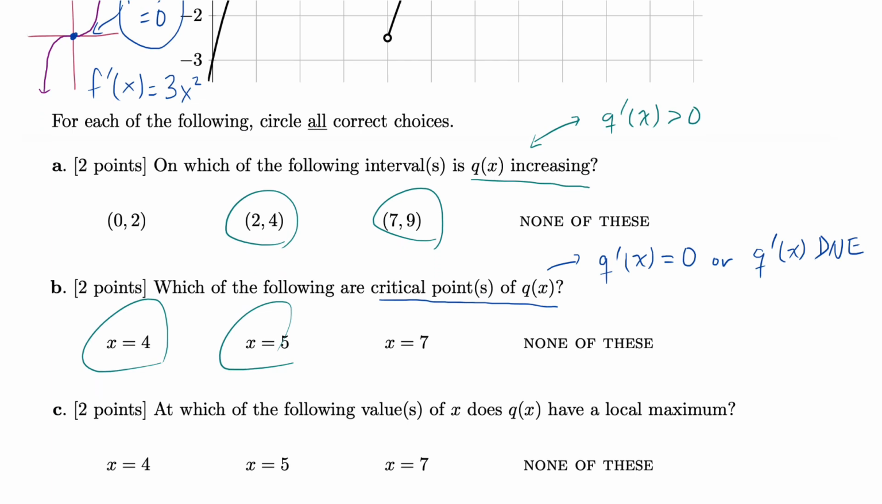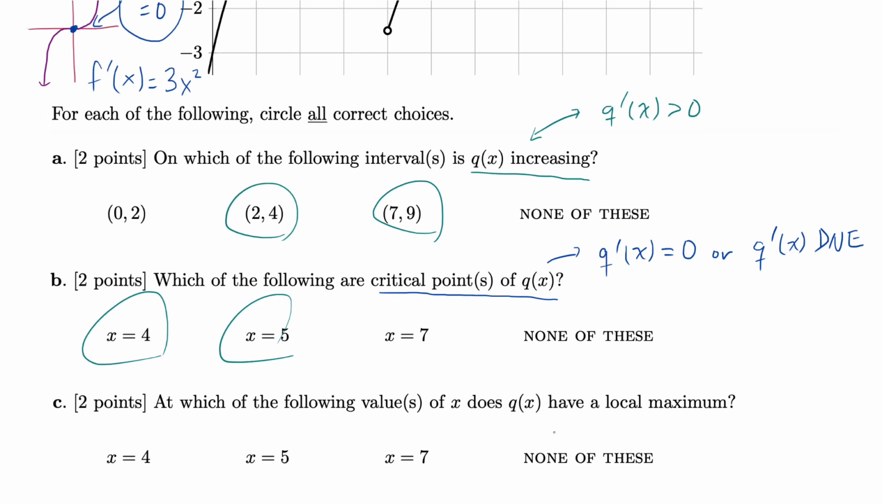Let's move on to C. At which of the following values of x does q of x have a local maximum? So let's remember what a local maximum looks like. It looks exactly like this. So you have something like this. I should also point out that you don't have to be differentiable here at the top. It's also completely fine to have something like this, where you have a sharp turn, where the slope from the left and slope from the right are not the same. But either way, you have a local maximum.